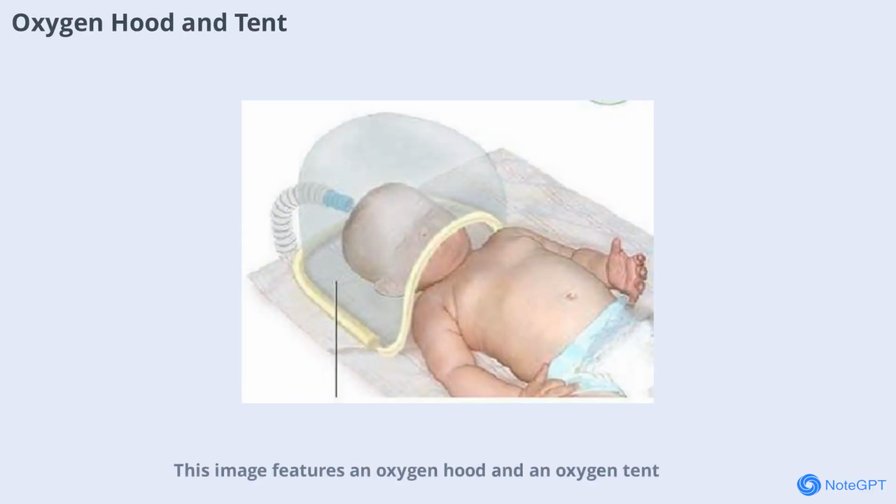This image features an oxygen hood and an oxygen tent, both used to deliver supplemental oxygen to patients, especially infants and children. The oxygen hood fits over the head while the tent encloses the entire body or upper torso. These devices provide a controlled oxygen environment, essential for patients with respiratory distress.